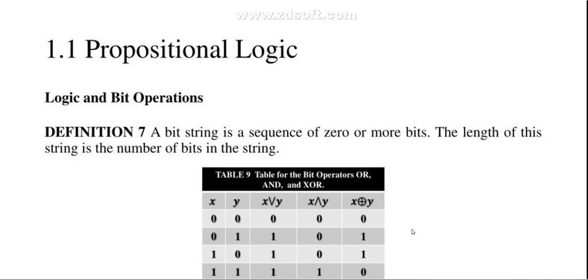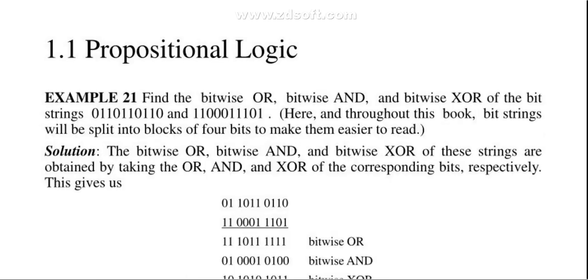So this operation is the same as the previous one, but that was represented by capital English letters, and this is represented by bits. An example 21, OR, AND and exclusive OR operations.